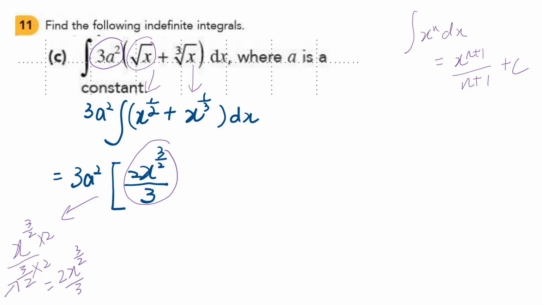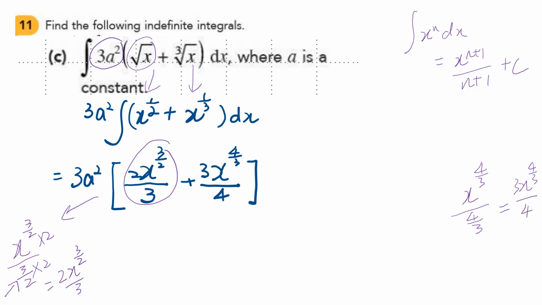So for x to the power 1/3, likewise. Okay, if you use a calculator, 1/3 plus 1 will give you 4/3. So it's supposed to divide by 4/3, right? So you flip it, you just get 3x to the power 4/3 over 4. This is what it means. Okay, and then not to forget, you need to add a constant. Of course, then open up the bracket. Simplify it, open up the bracket. Okay.